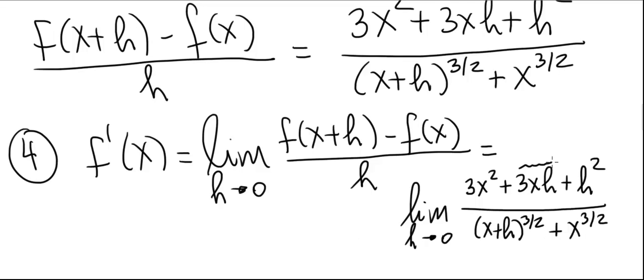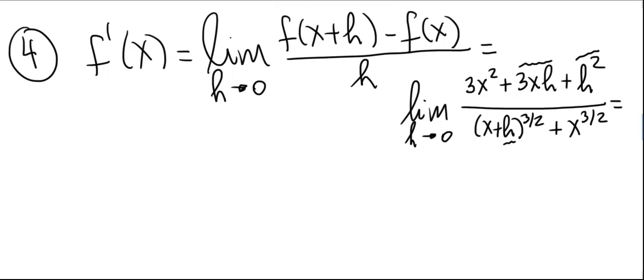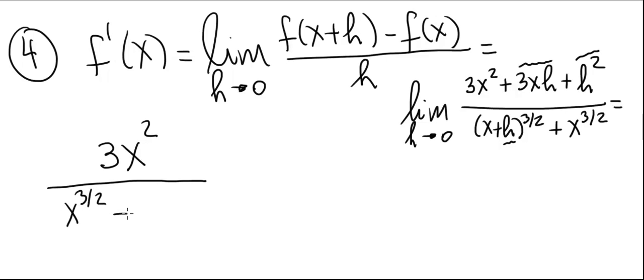Now here's a term 3xh. As h goes to 0, that goes to 0. h squared also goes to 0. This h in the denominator also goes to 0, and what we have left once all the terms containing h are gone is 3x squared in the numerator, and in the denominator x to the 3 halves plus x to the 3 halves.